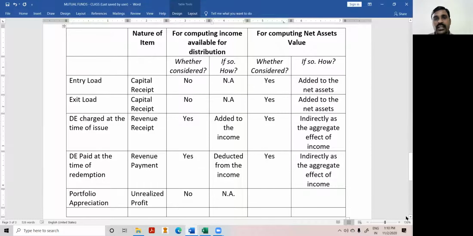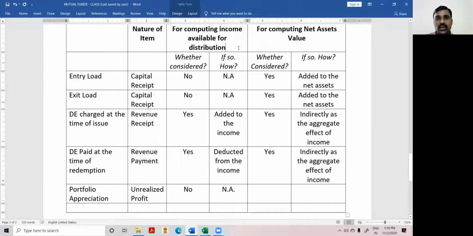It will not be considered income because it's a revenue statement. Only revenue items and realized profits have to be considered. Unrealized profits are not considered. I have purchased the share at 100 rupees. Now the market price is 180. I can book 80 rupees as a book profit, but I don't have 80 to distribute. It is only a book entry, because I have not yet sold.